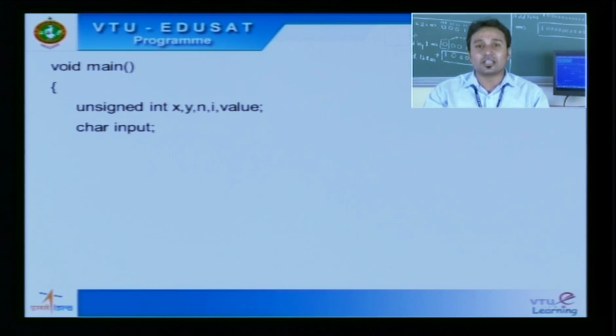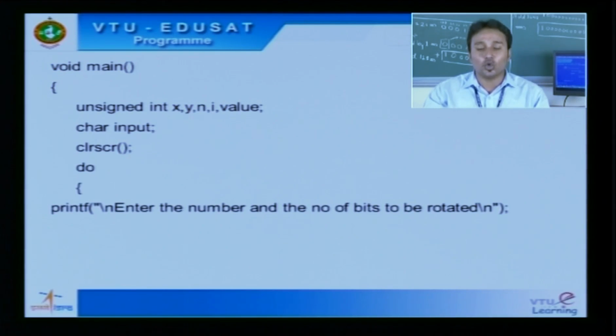Next, we have an input variable which is declared as a character for an option, which will be clearly seen in our output. The next line is the clear screen, which is used to clear the output screen. Next we have the do while block. Inside the do, we have enter the number and number of bits to be rotated. Here we need to insert the value of x as well as n.